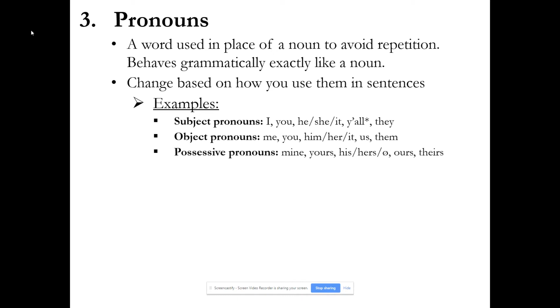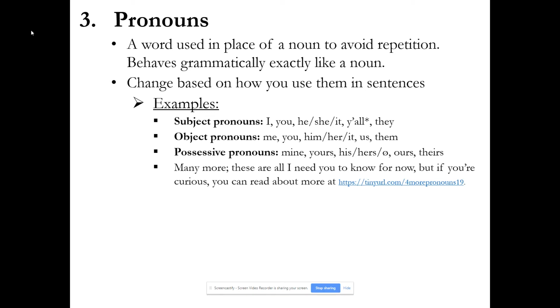All right. Possessive pronouns. So mine, yours, his, hers, null. That little Danish O is a null symbol. Ours and theirs. You would write a sentence like, this book is mine, that binder is hers. And in this case, these pronouns replace the object in question and also indicate possession.